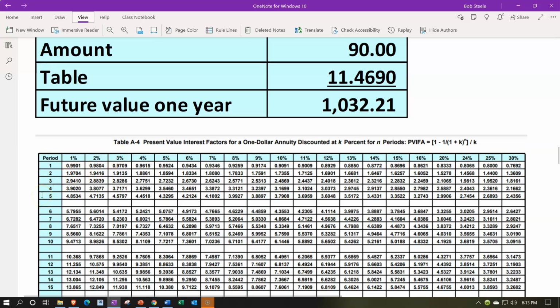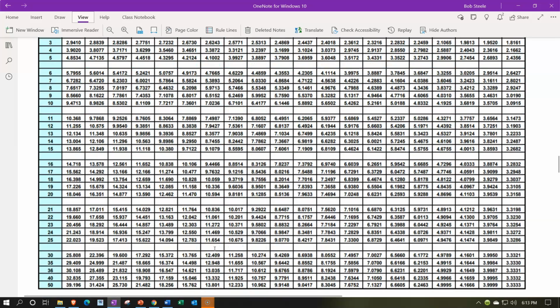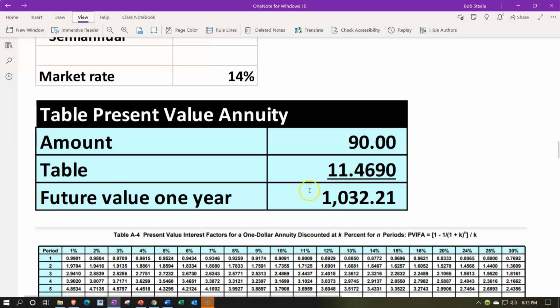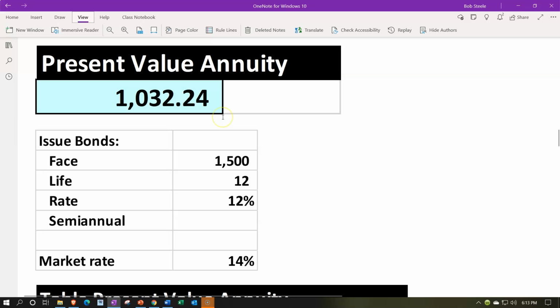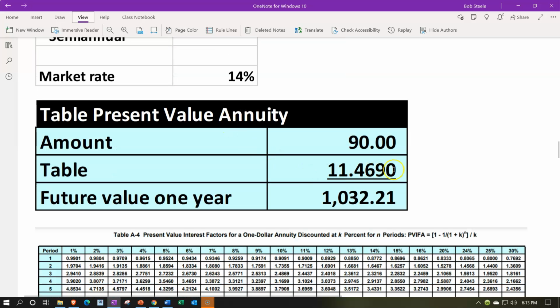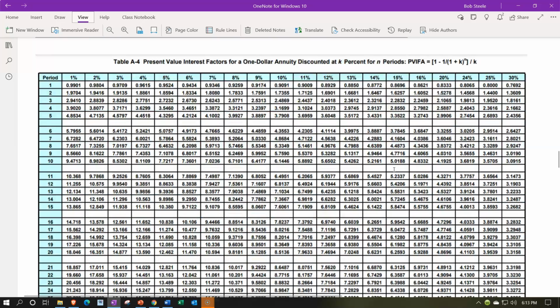So over here, we're going to assume these periods are 6-month periods, and we have to make sure that the rate we are using lines up to the period that we are using. And so we're talking 7% per 6 months and 24 6-month periods down here at the 24. That's going to be the 11.469. So 11.469 times the 90 gives us the 1,032.21. That's going to be close to the 1,032.24 we got before, a little bit different due to the tables rounding to 4 digits.